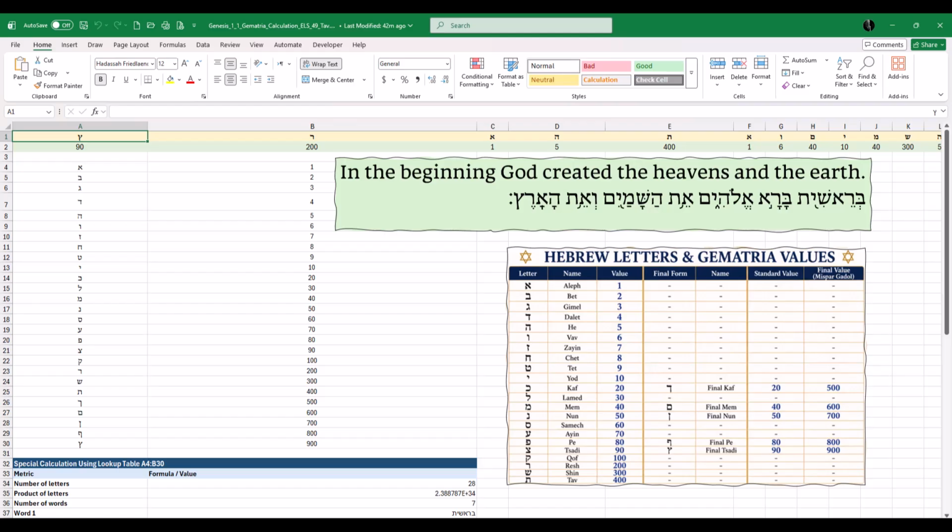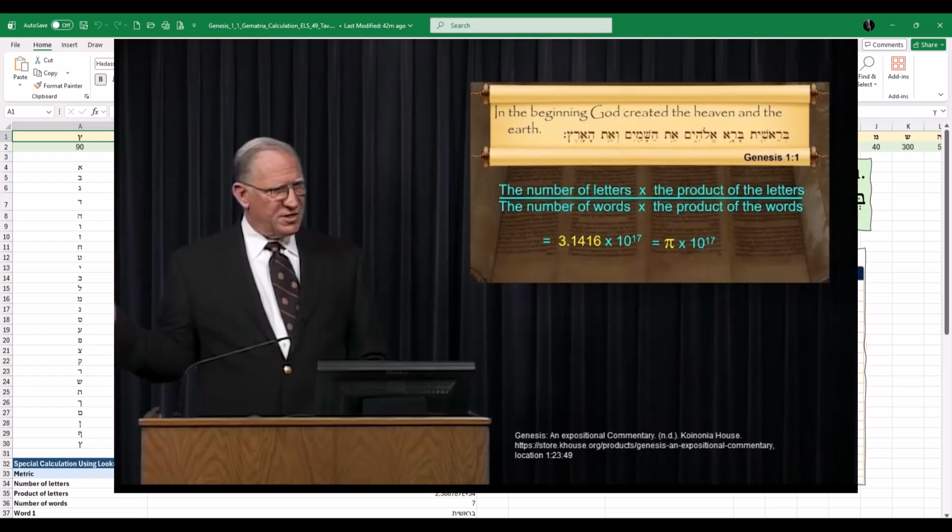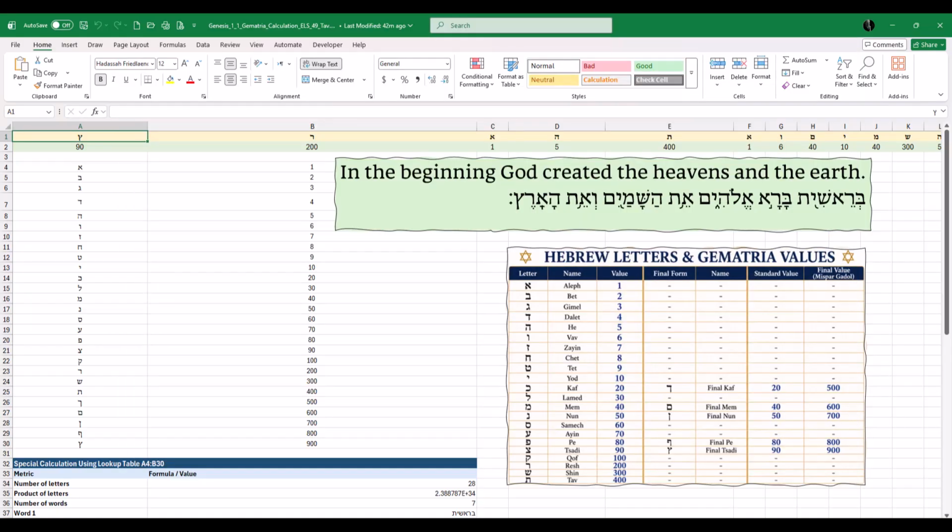Now I want to do my calculations as per what Chuck Missler was saying, and I've put up a little screenshot to show you what it looked like when I was going through his video and what the calculation is supposed to look like. But now we're going to jump back into Excel and see how this plays out.